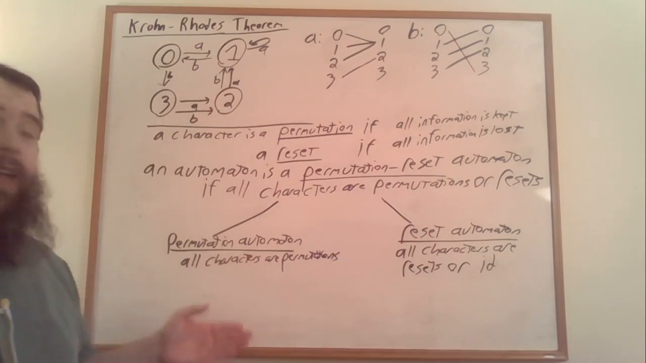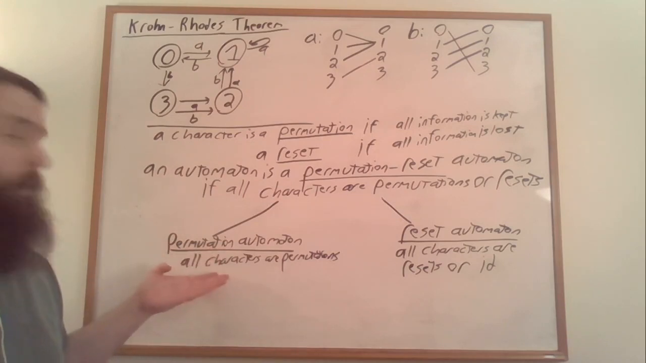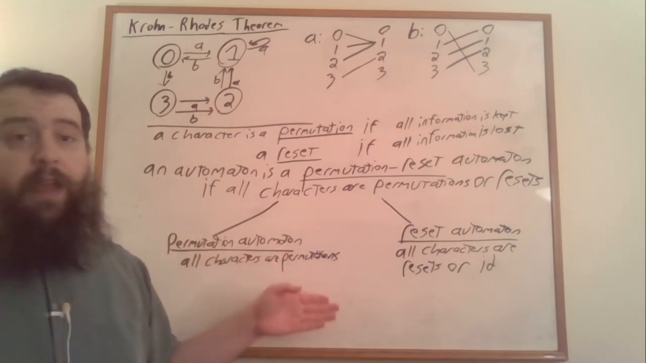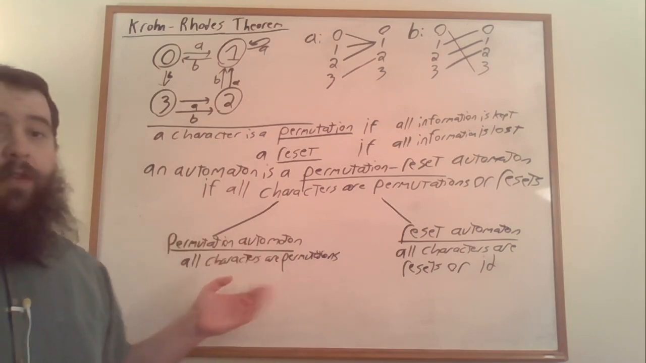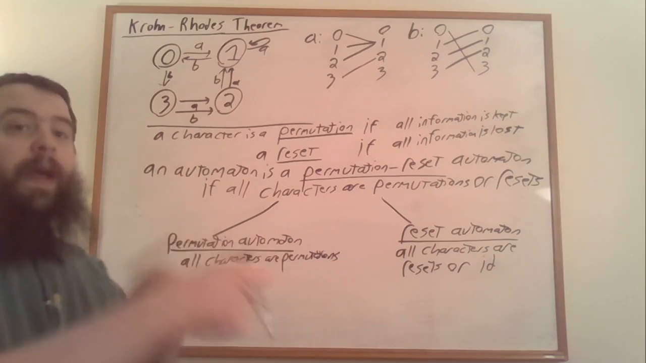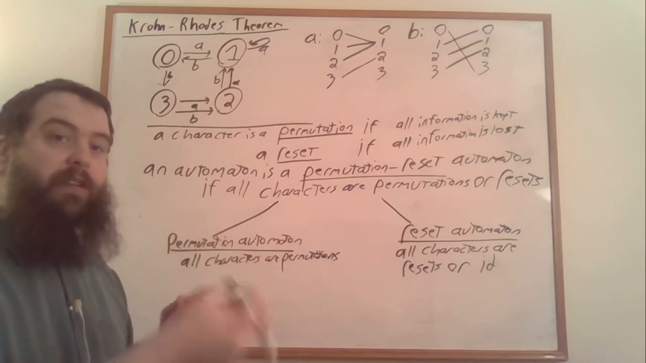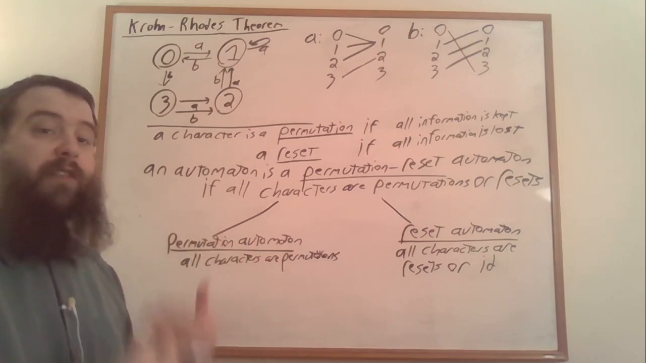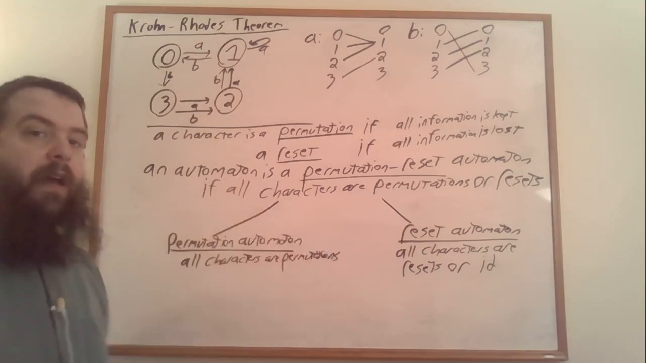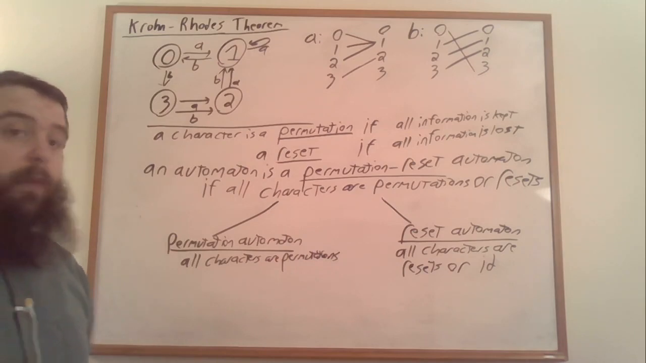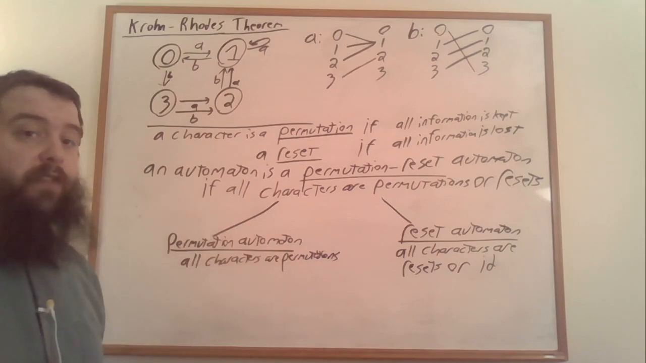There are two special types of permutation reset automata. There's the permutation automata, where all characters are permutations. There's no resets. And because all characters are permutations, we can undo any sequence of characters, right? The functions corresponding to each character are all invertible, and so their compositions are invertible. And so we can actually run back the automaton as many steps as we want, just knowing what state we wound up in and what sequence of characters we just read.